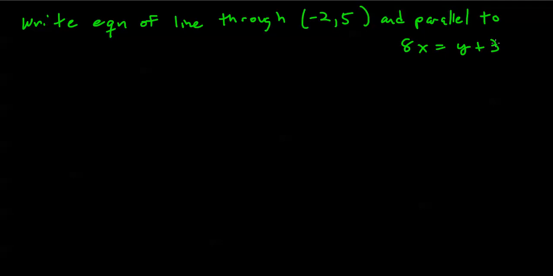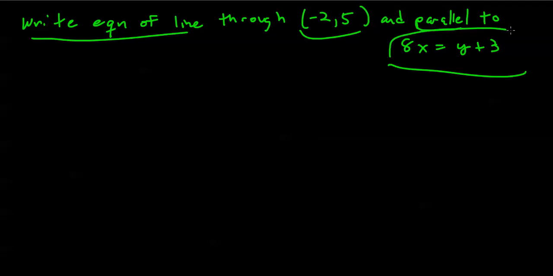Alright, so they're getting a little harder still. We're not given a slope, we're not given a y-intercept, we're not even given 2 points, but we are given 1 point, and the knowledge that the line we need has to be parallel to this line.